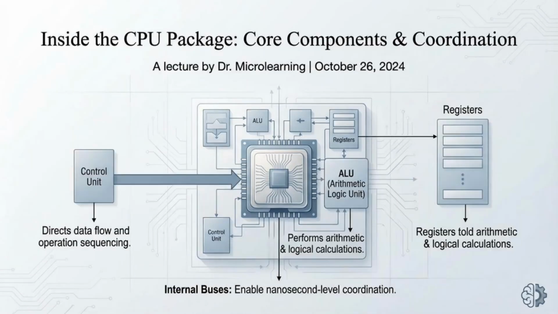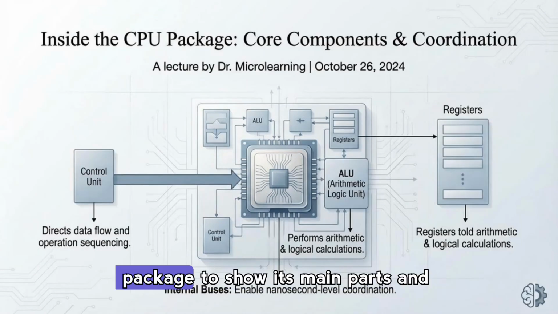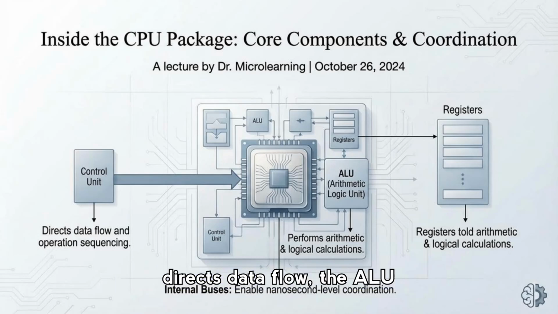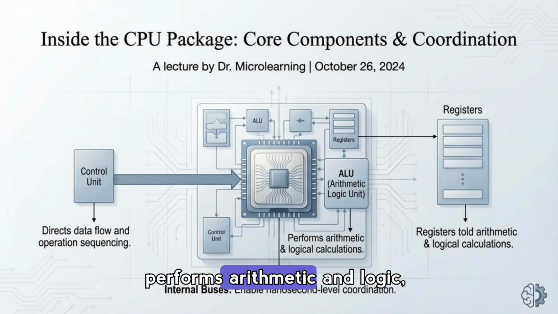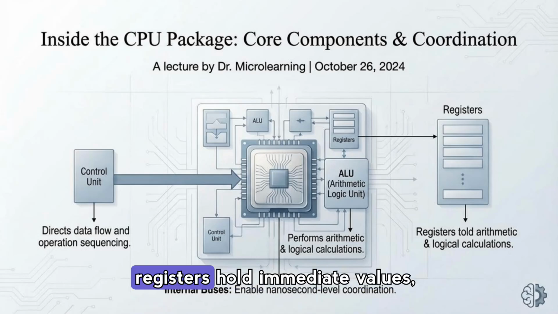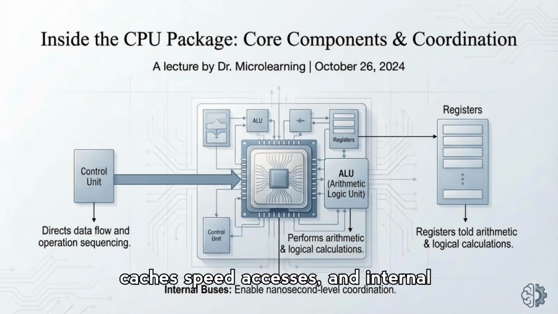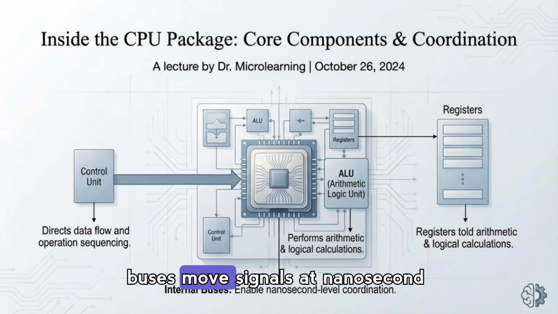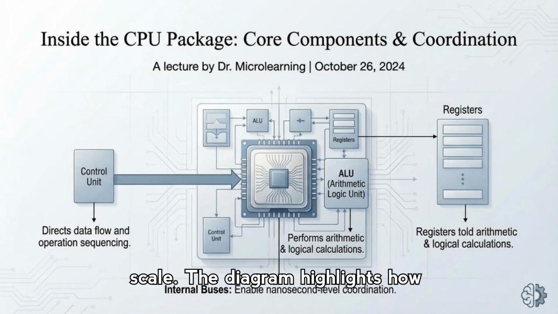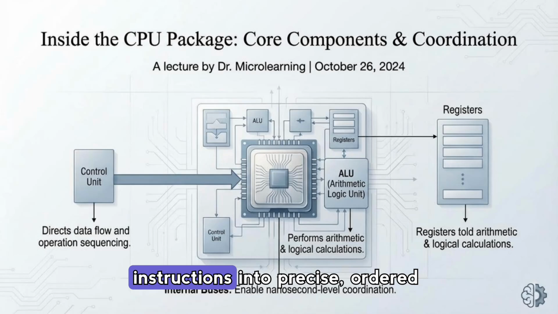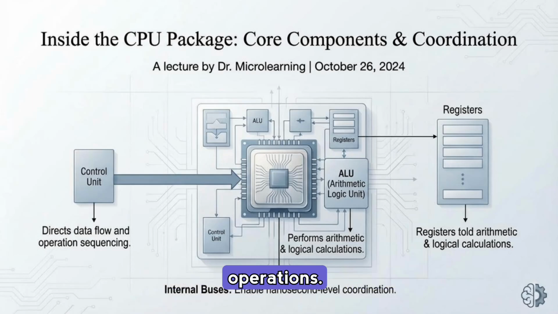in practice. This slide zooms into the CPU package to show its main parts and how they coordinate. The control unit directs data flow, the ALU performs arithmetic and logic, registers hold immediate values, caches speed accesses, and internal buses move signals at nanosecond scale. The diagram highlights how these pieces interact tightly to turn instructions into precise, ordered operations.